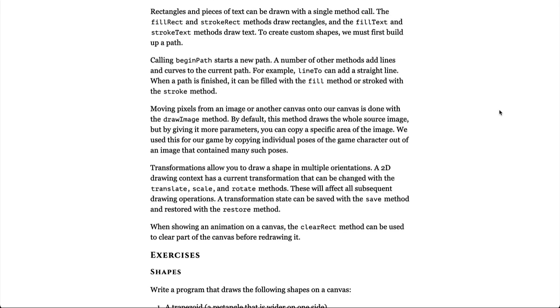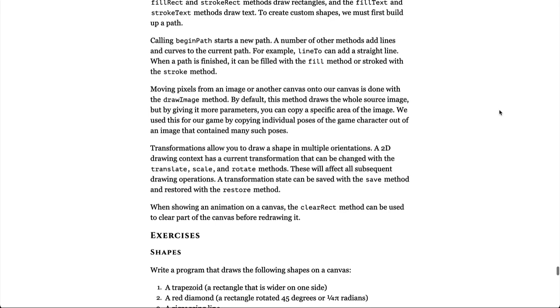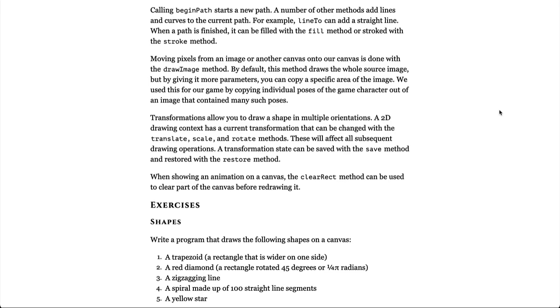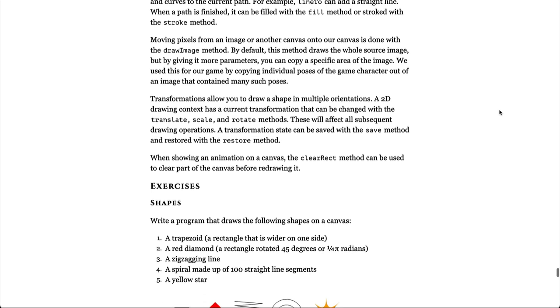Rectangles and pieces of text can be drawn with a single method call. The fillRect and strokeRect methods draw rectangles, and the fillText and strokeText methods draw text. To create custom shapes, we must first build up a path. Calling beginPath starts a new path. A number of other methods add lines and curves to the current path. For example, lineTo can add a straight line. When a path is finished, it can be filled with the fill method or stroked with the stroke method.